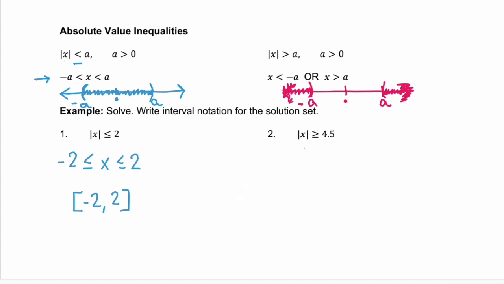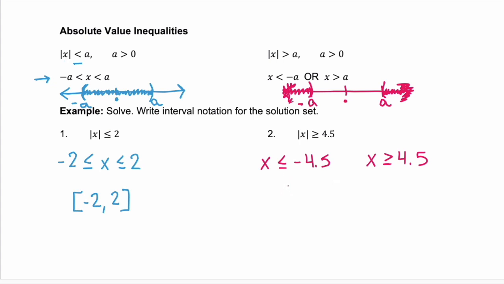Now, example 2, we have a greater than or equal to. So it's going to be the outer parts of our number line. So we know that x has to be greater than or equal to 4.5, and x has to be less than or equal to negative 4.5. So it has to be smaller or bigger.